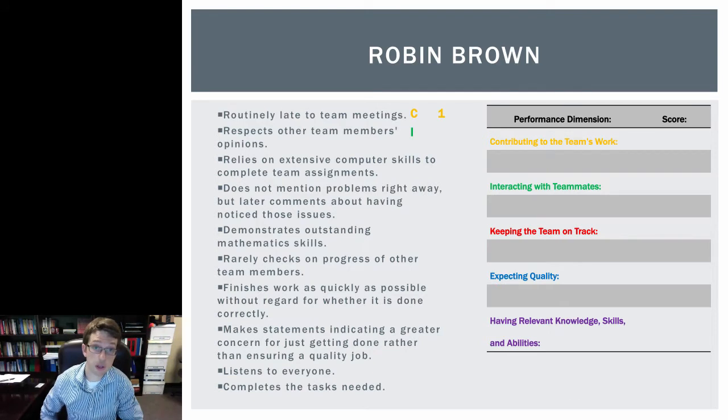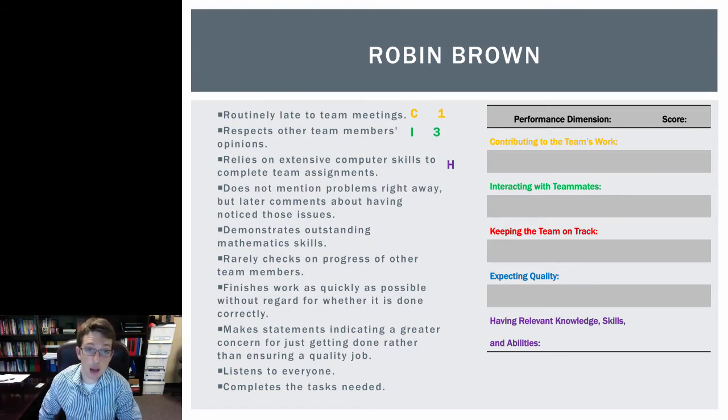So this behavior falls under interacting with teammates. And does this behavior reflect high, medium, or low performance? That is, would you rate this behavior a 5, 3, or 1? Right, so this behavior would reflect a 3. And if the next behavior relies on extensive computer skills to complete team assignments, which category are we talking about here? So this would be having relevant knowledge, skills, and abilities.